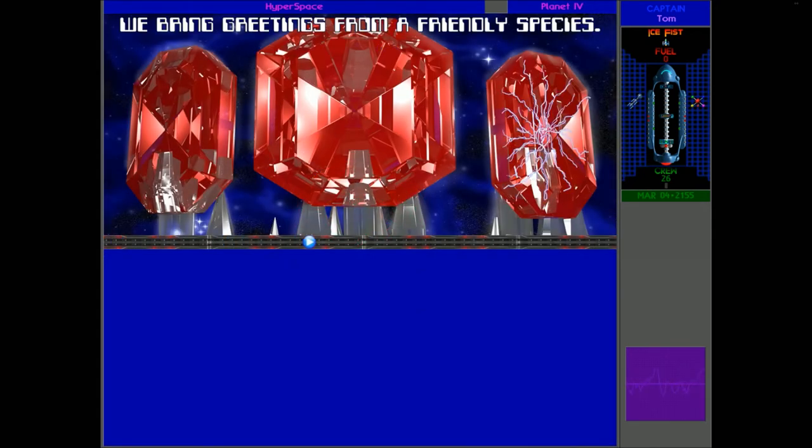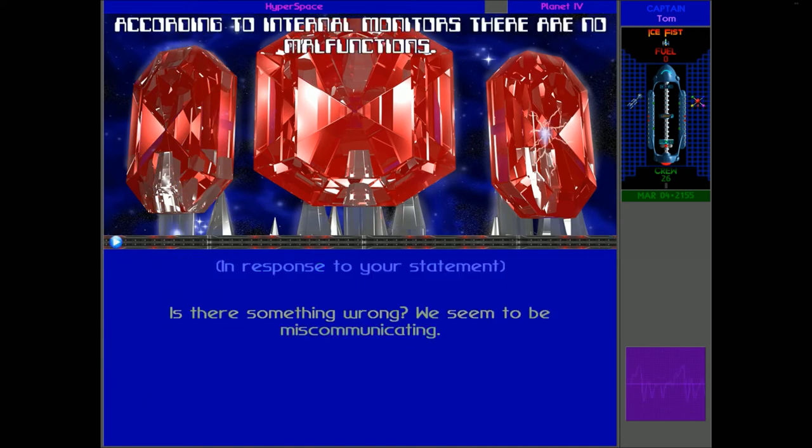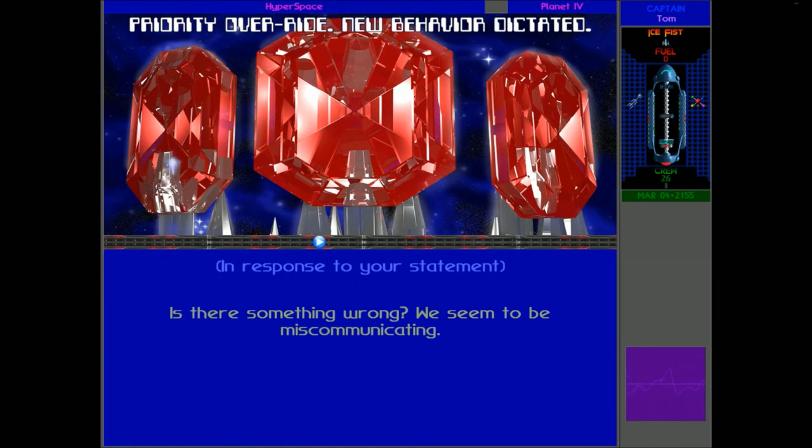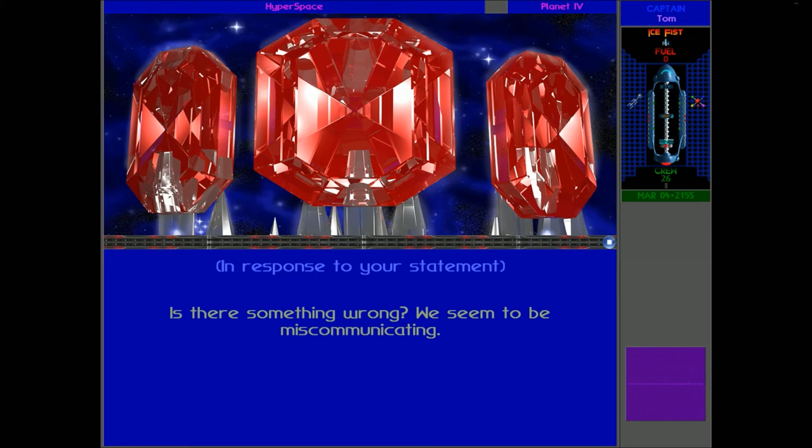We bring greetings from a grand race species. Oh, really? I don't think so. According to internal monitors, there are no malfunctions. Priority override. New behavior dictated. Must break target into component materials.